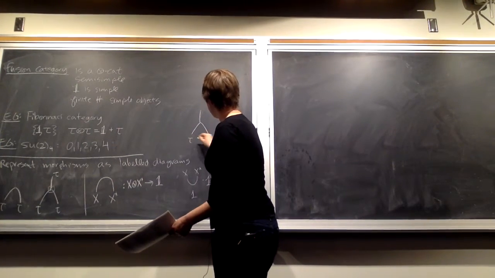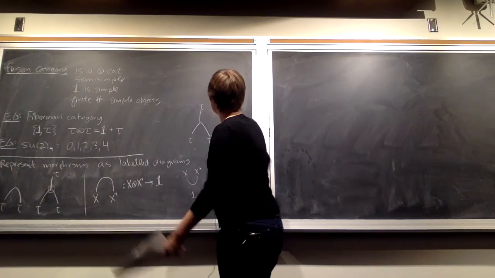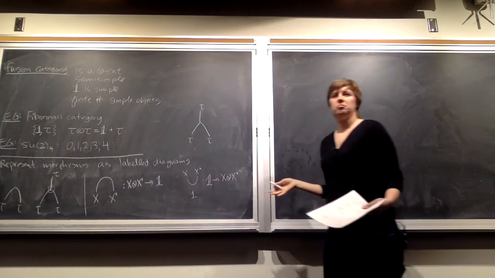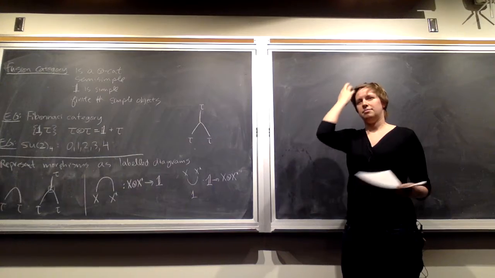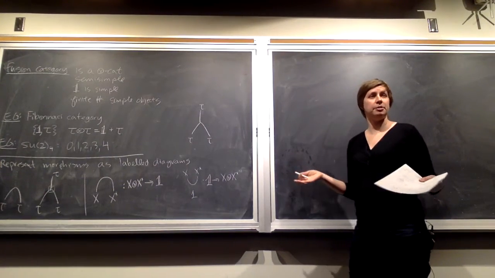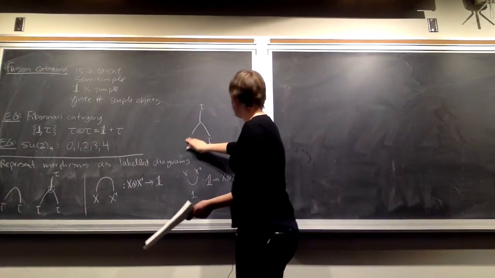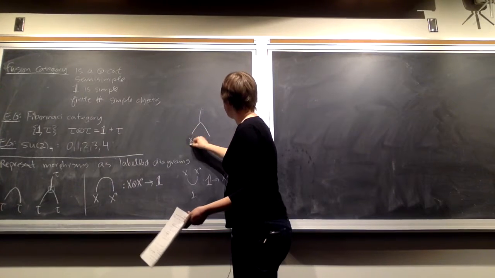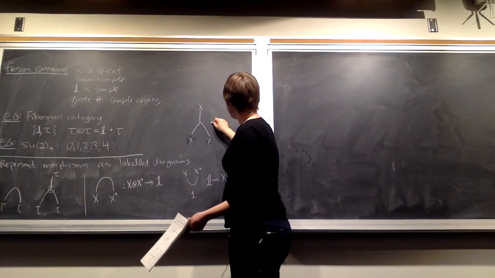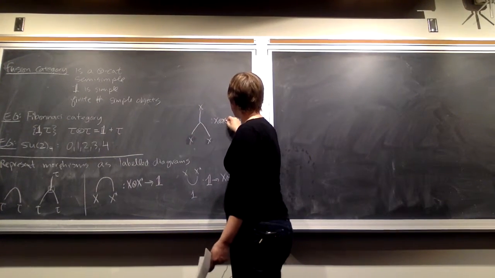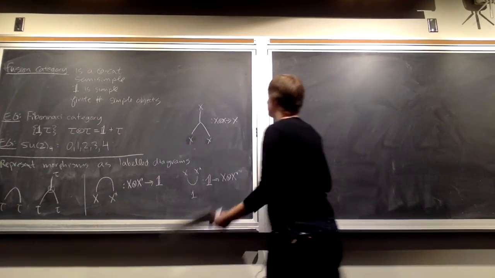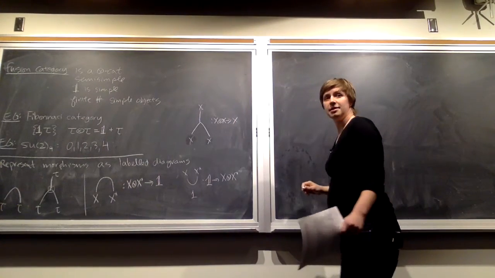And very often we'll have a structure like this one, which in Scott's talk was doing the work of the multiplication for an algebra object. If we had a diagram like this, this is telling me to go from X tensor X to the space X.